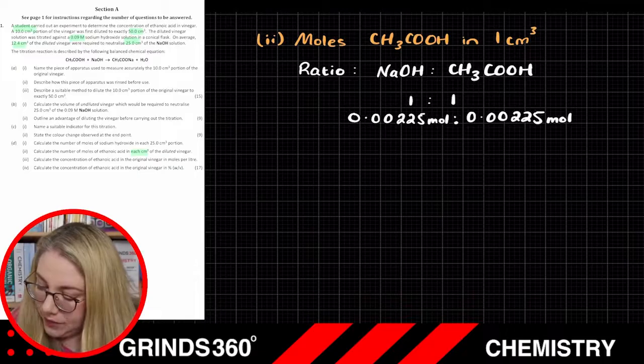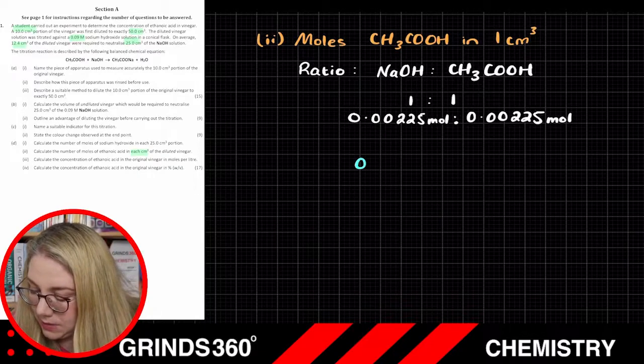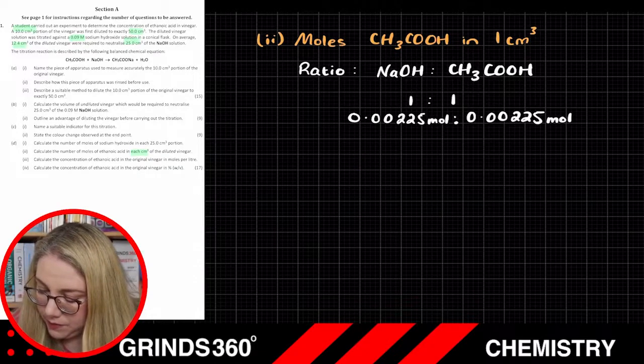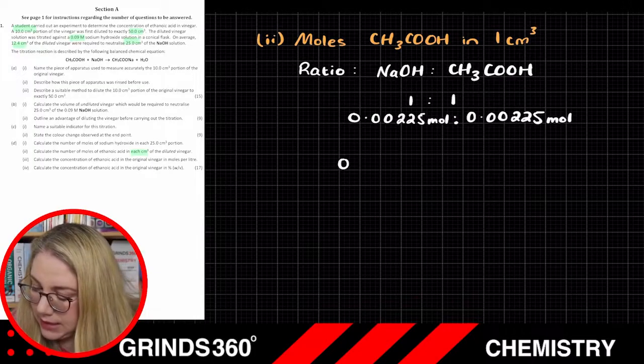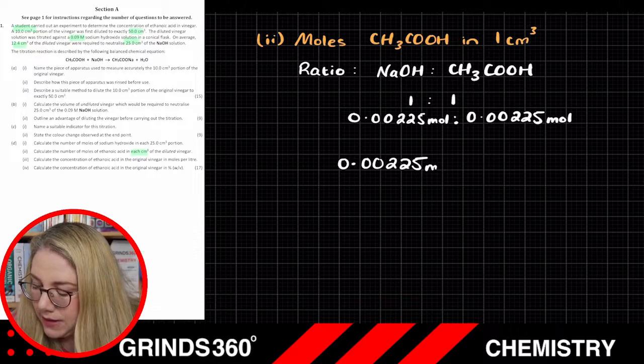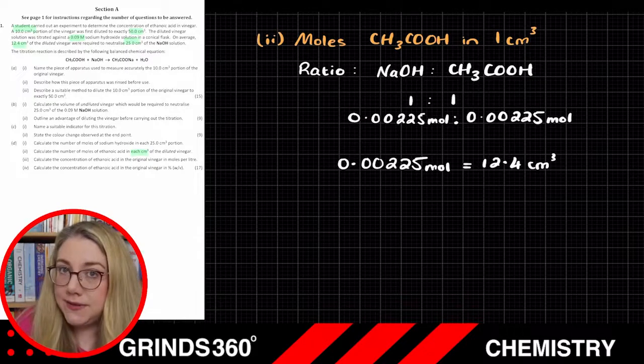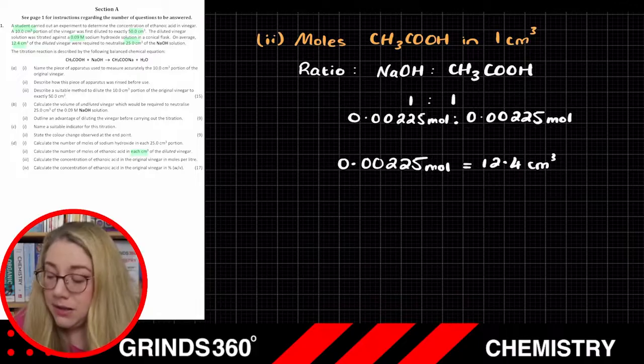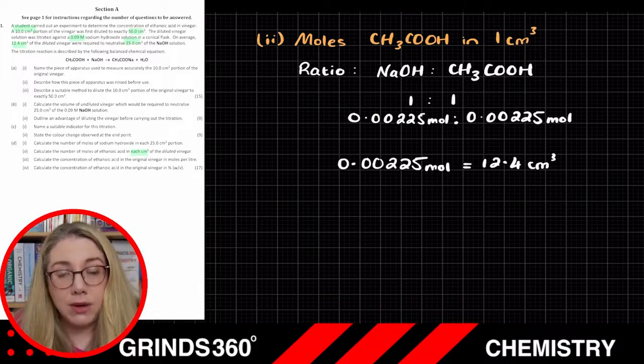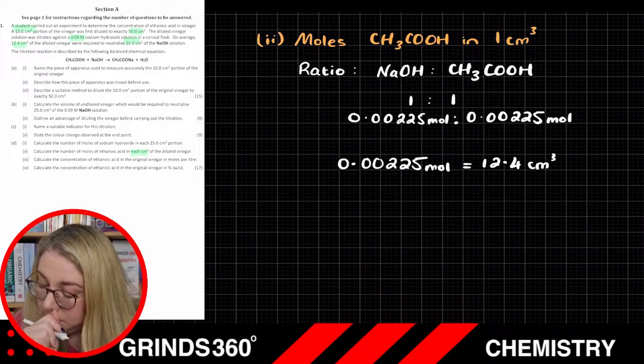Now here, let's move to the ethanoic acid. So I have 0.00225 moles of ethanoic acid in 12.4 centimetres cubed. A common mistake here is to say that it was 25 centimetres cubed. It's not. The amount of the acid that was added from the burette was 12.4 centimetres cubed.